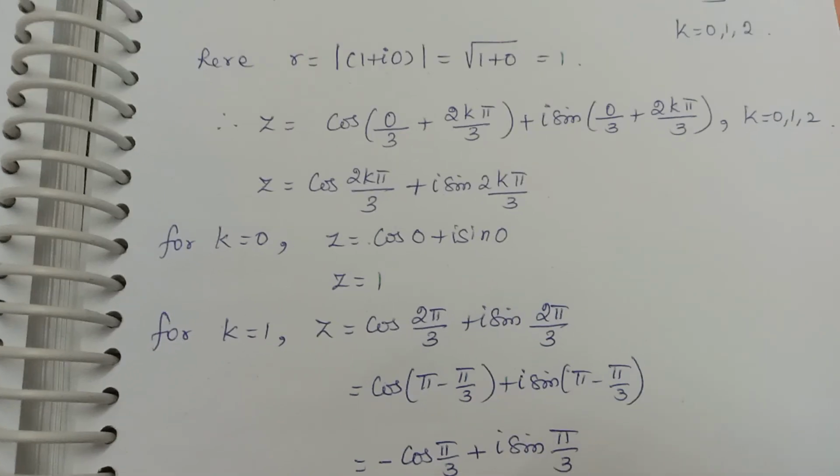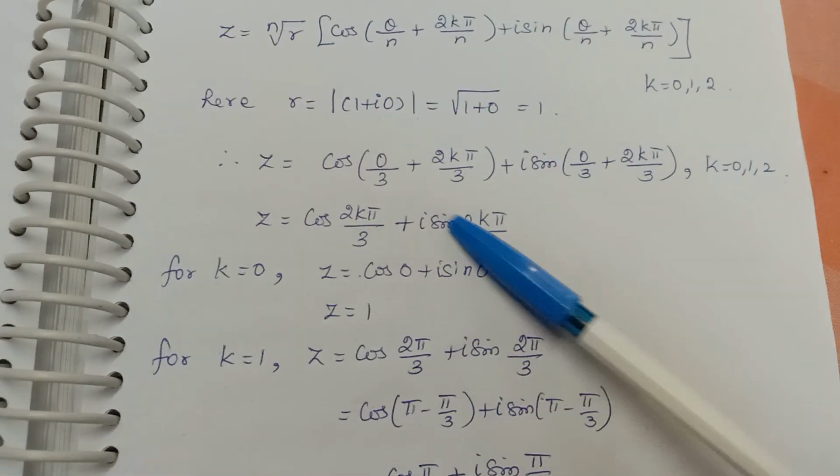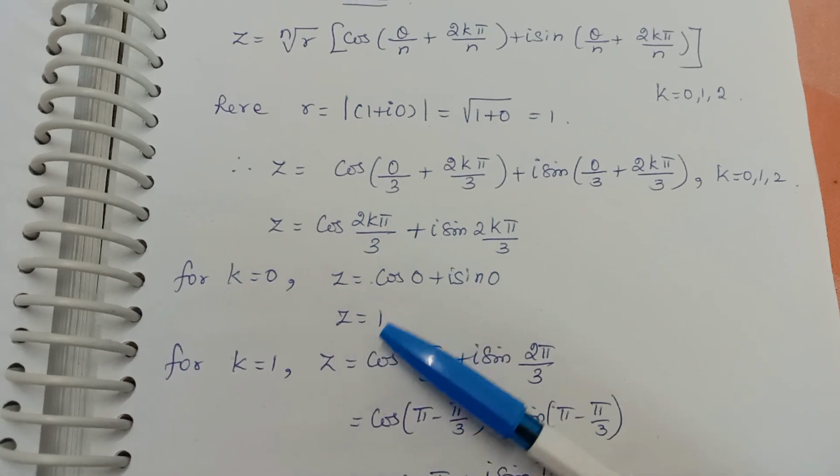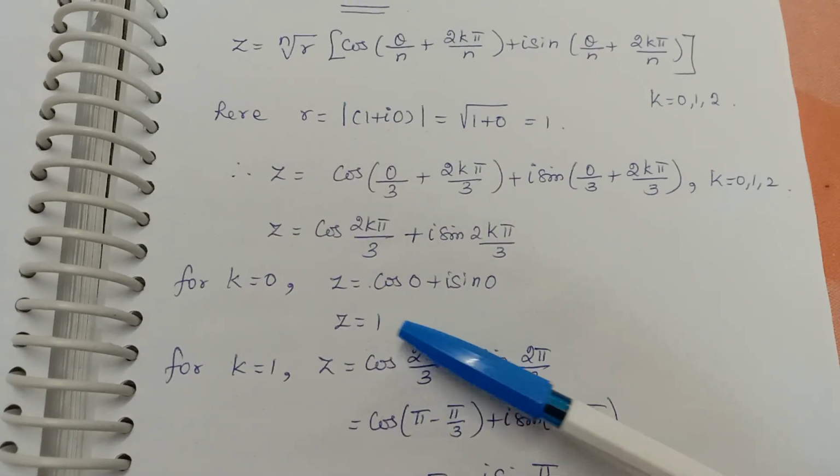Now first let us substitute k equal to 0. So we will find what is the first root. For k equal to 0, it is simply cos 0 plus i sin 0. Cos 0 is 1, i sin 0 is 0. So simply 1.